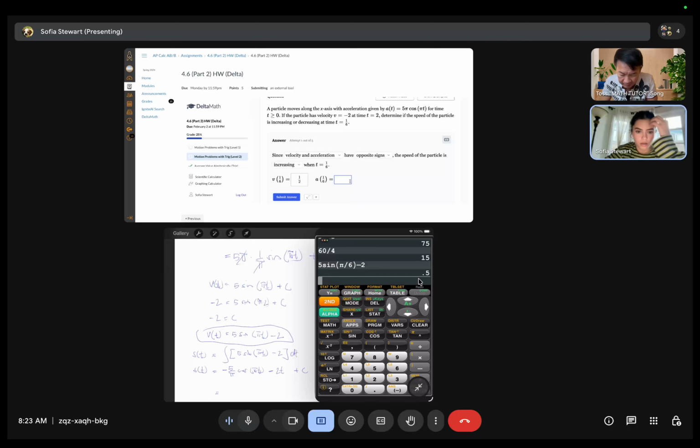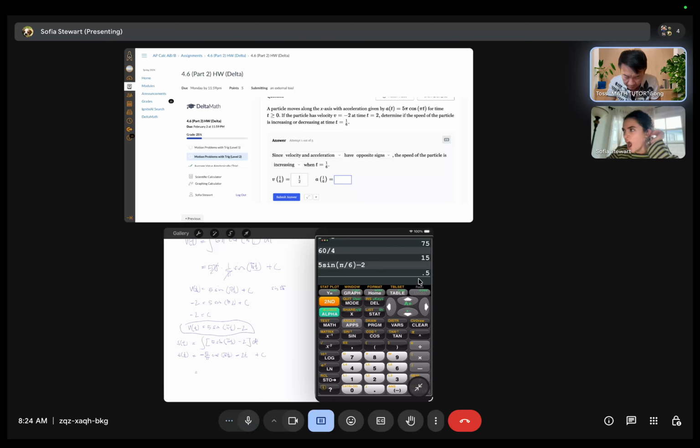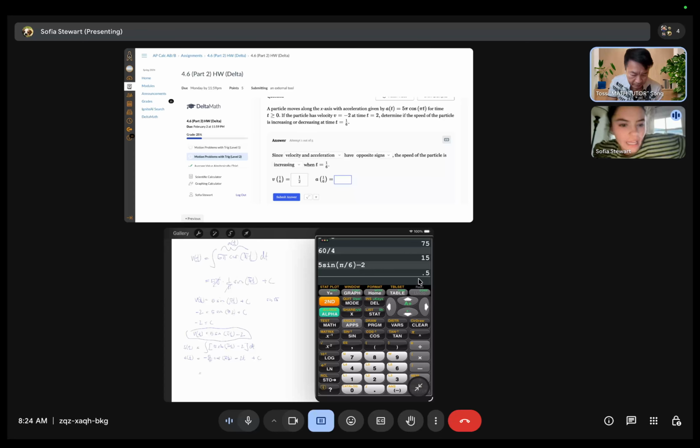And acceleration, let me plug it in. The acceleration is up there on top. Yeah, so it's 5 pi cosine of pi divided by 6. Is that it right there? Yes. Great. Let me see the exact answer.